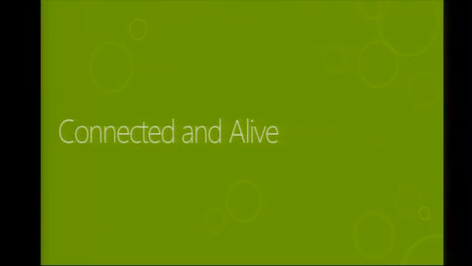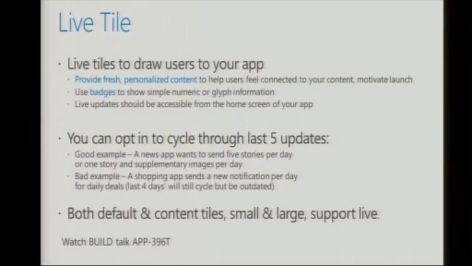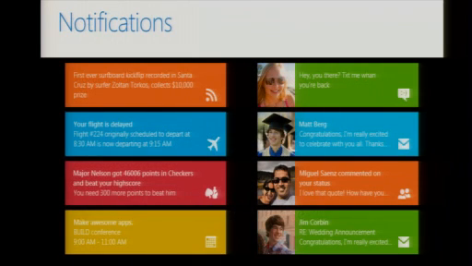Connected and alive. This is about the animation side of things. Update the tiles, and we'll be showing you how to do that. You can cycle through information, make sure the data is up to date. All the tiles support live information, right? And also notifications, of course. We'll put some notifications up. You can obviously put up information on the tile itself, and you can add information, the badges, to say that there have been updates.